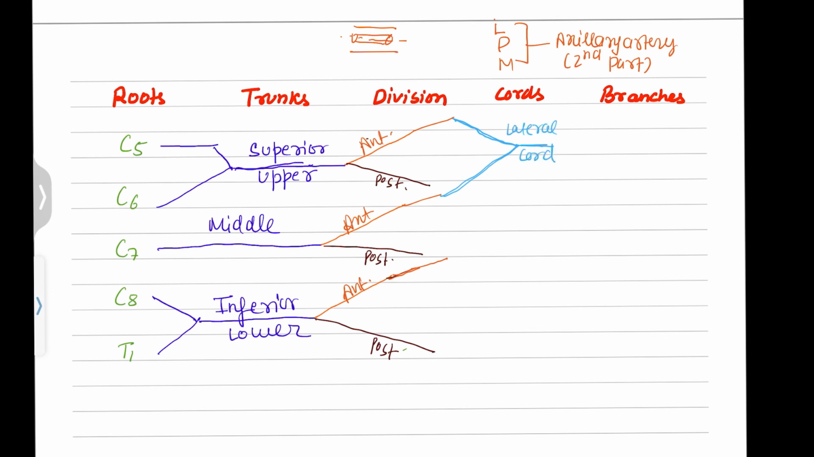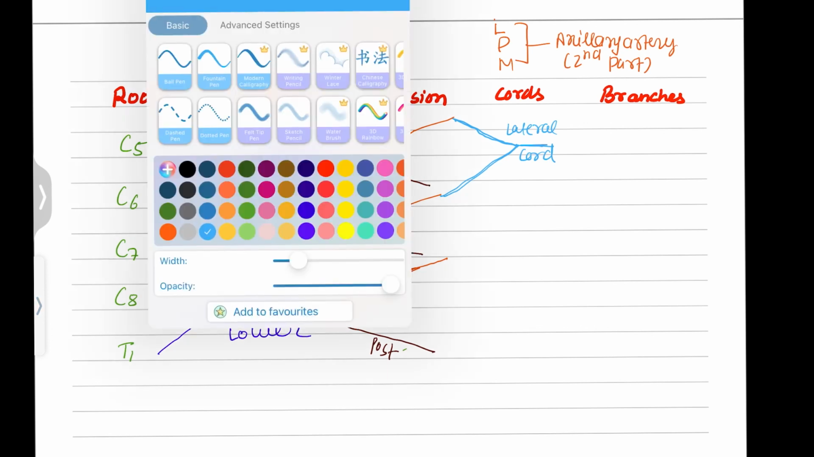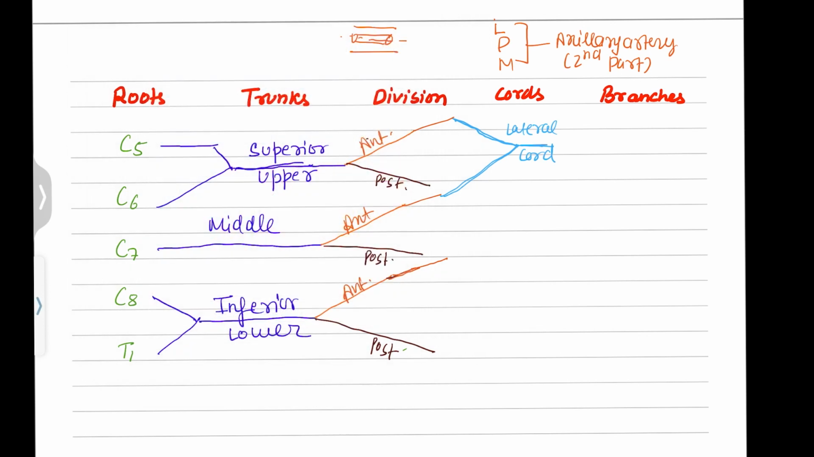Then the posterior branch of the superior trunk, the posterior branch of the middle trunk, and the posterior branch of the inferior trunk will converge and form the posterior cord. I guess it is easy to remember because all the posterior divisions of the superior, middle, and inferior trunk converge and form the posterior cord. And lastly, the anterior division of the inferior trunk will go as it is to form the medial cord.